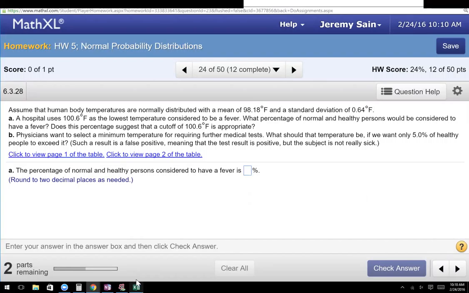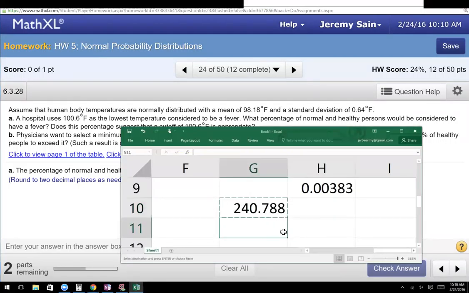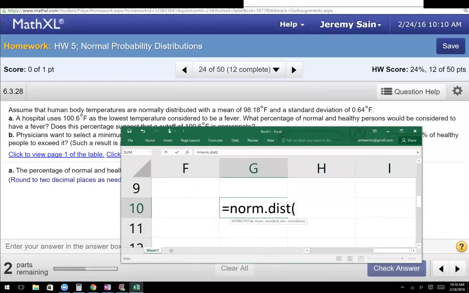All right, so we're going to go norm dist. We care about 106 or 100.6. The mean is 98.18. Standard deviation is 0.64. The last number is always a 1 from here on out. So this says 99.99% of people have normal temperatures below 100.6. We want people above that.